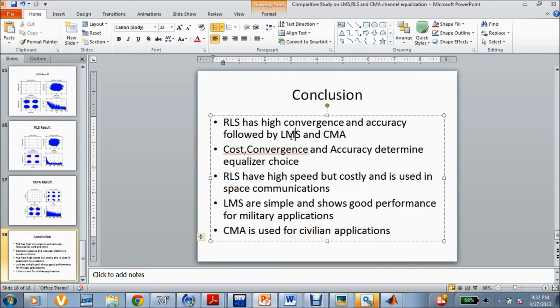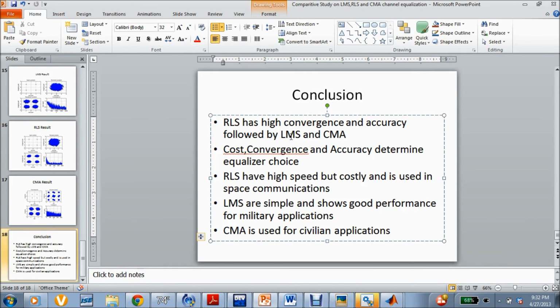and the accuracy is a little less than the RLS. When it comes to CMA, the convergence is slower than LMS and RLS, and accuracy is also poor, but it does not require training. There's a good side to it, and these are the downsides to it. Which equalizer to choose for a system totally depends on three factors: what cost are you willing to afford, and what convergence and accuracy do you require for the system? If the convergence and accuracy can be compromised, then we can definitely use CMA because it relieves us from the burden of transmission overhead of the training.